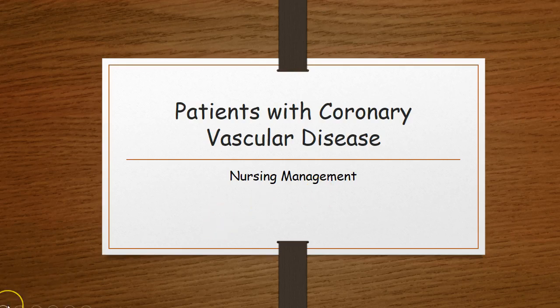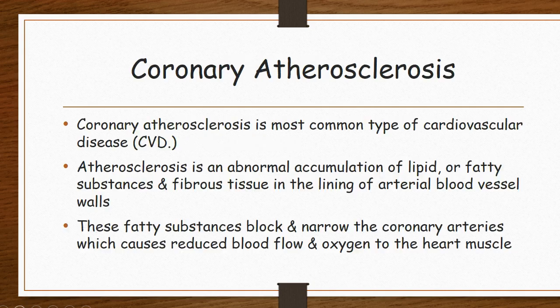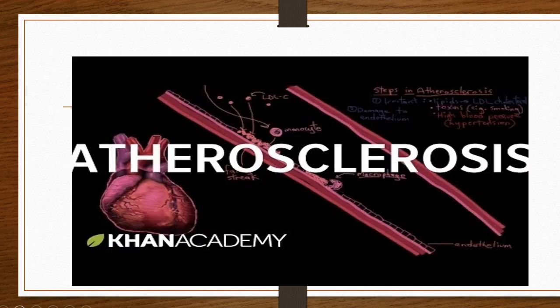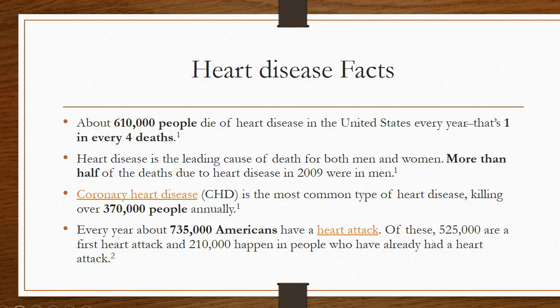All right, so this is the recap of the angina portion, coronary vascular disease, coronary artery disease. There's our objectives. So coronary artery disease is the most common type. It's basically atherosclerosis, hardening of the arteries of the heart, abnormal accumulation of lipid, fatty substances, and then they block and narrow the heart. So if you want to see the pathophysiology from Khan Academy, there it is.